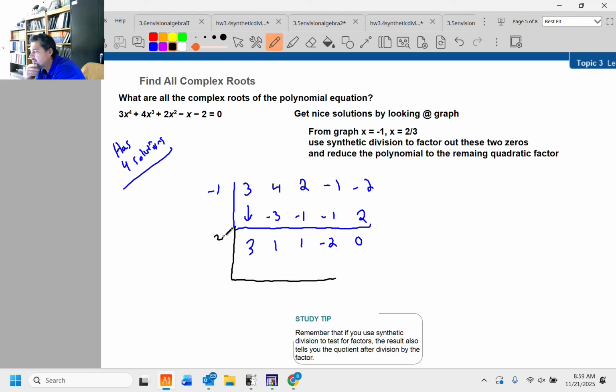This time you're going to use your 2/3, and you're going to drop, and you're going to multiply. 3 divided by 3 is 1 times 2 is 2. You're going to add, multiply, add, multiply, add. And what you found is that the remaining factor was 3x squared plus 3x plus 3. And according to the fundamental theorem of algebra, there are going to be 2 zeros there, so you're going to set it equal to 0.